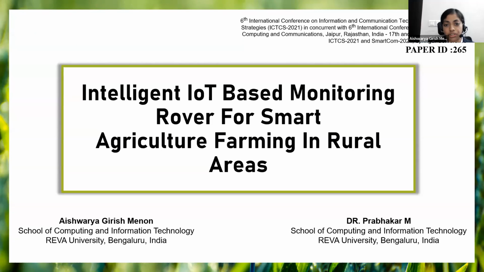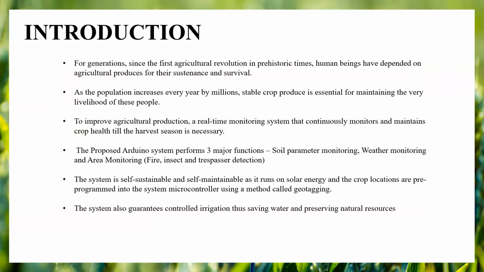Yes. Okay. So, very good evening, ma'am and sir. I will be presenting my research paper on the topic Intelligent IoT-based monitoring rover for smart agriculture farming in rural areas. Coming to the introduction, for generations, ever since the agricultural revolution, human beings have depended on agricultural producers for sustenance and survival. And as the population increases by millions every year, a stable crop produce is essential for maintaining their livelihood. To improve agricultural production, there is a need for a real-time monitoring system that can continuously monitor crop health.